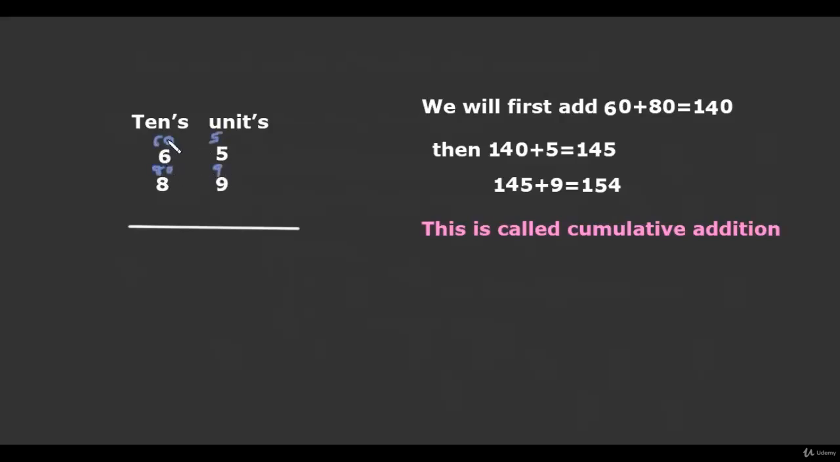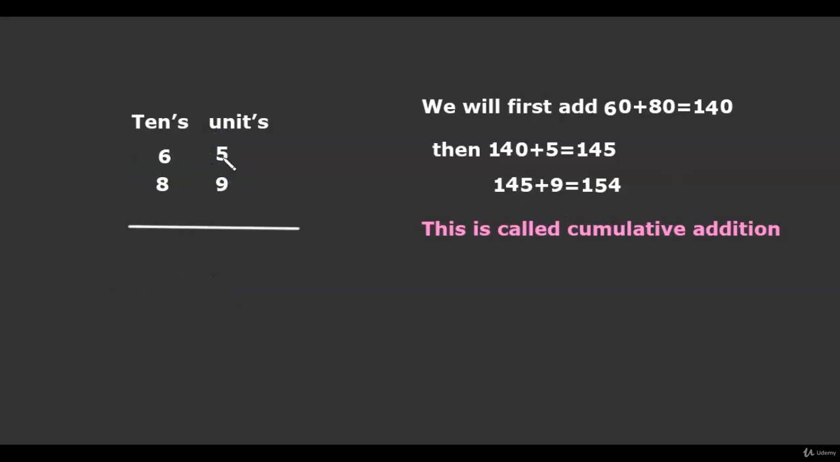First of all we will add 60 and 80. 60 and 80 gives us 140. After adding these and getting 140, we will add 5 to it, so it becomes 145, and then we will add 9 to it. 145 plus 9 gives us 154. So this is how this technique works.